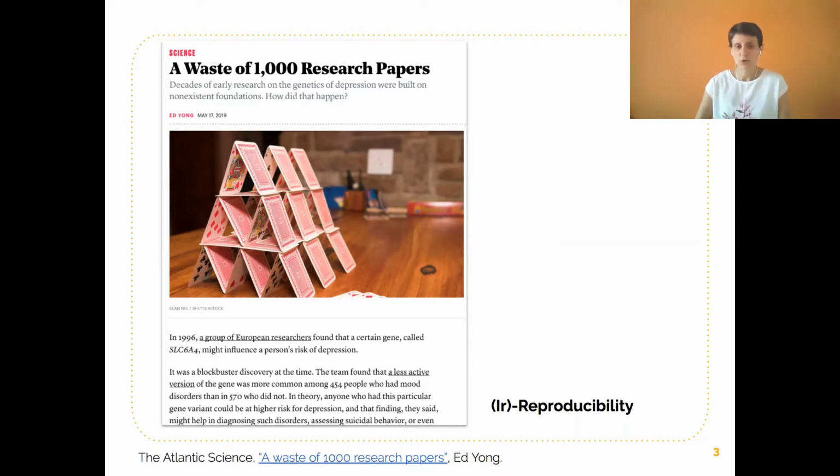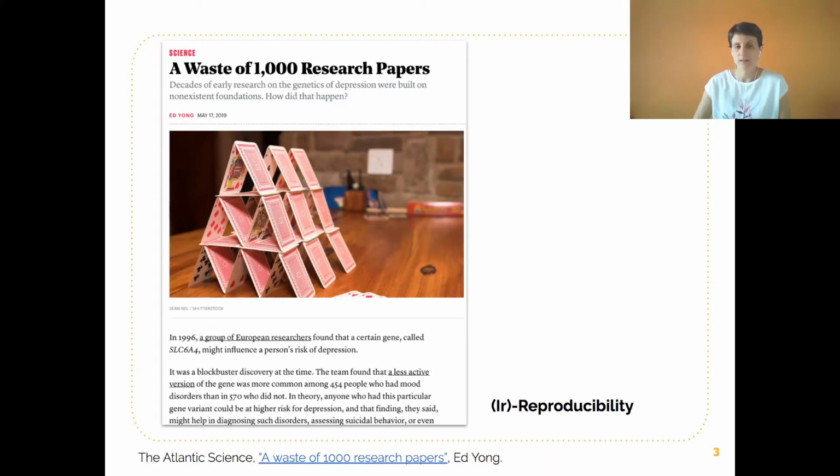Looking a bit more closely into it, one of the possible reasons was that the first study used a sample that was too small, and unfortunately the original results were a false positive. This is a problem, of course, in science because we build on each other's work, and hence the title here of 1,000 research papers that were wasted.